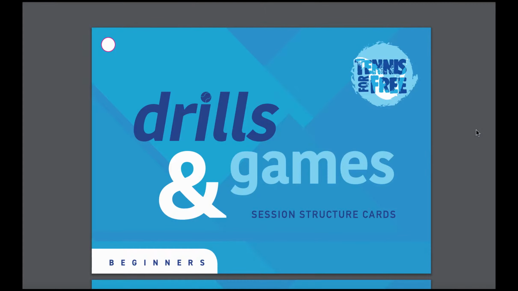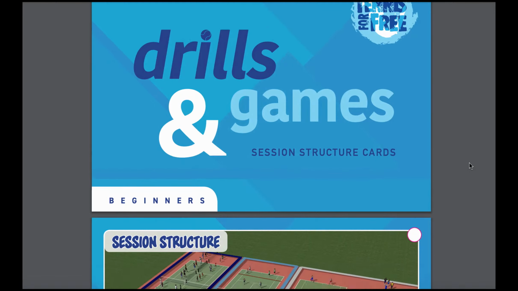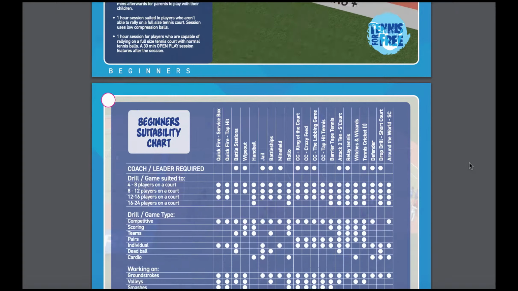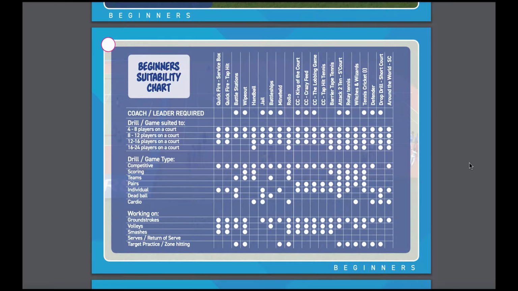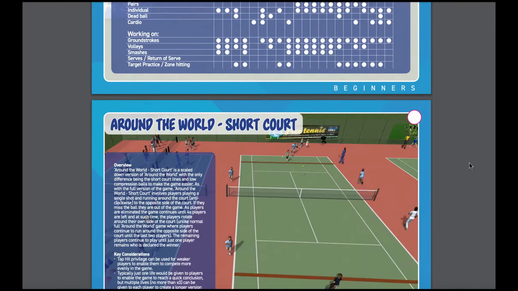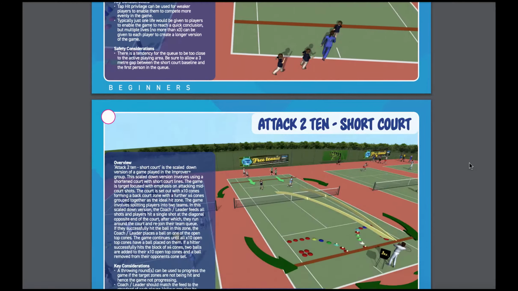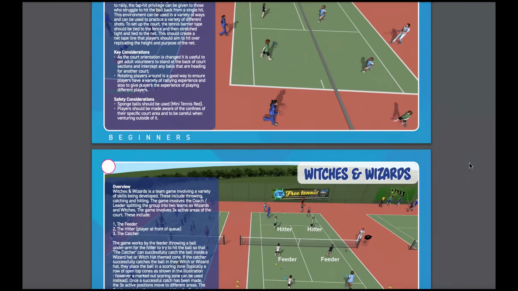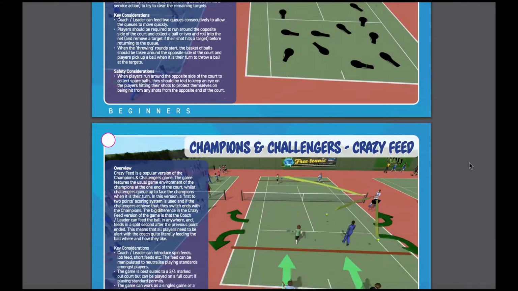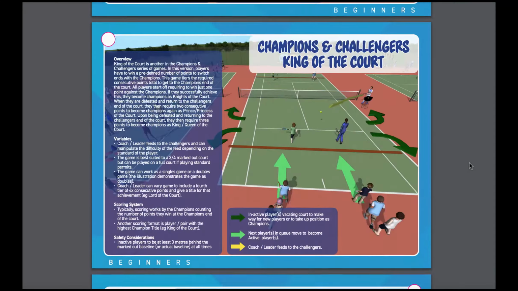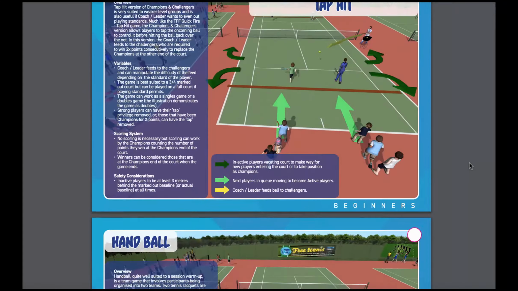Next we've got the beginners session, and here are the drills and games cards for this group. Here we've got this beginner suitability chart. Here you can have a little look at the different drills and games that work well in the different environments. Going through these, we've got the various different games around the world, attack to 10, and a variety of different games for different environments. Feel free to choose 4 to 6 of these drills and games to fill the content of the beginners group coach-led session.